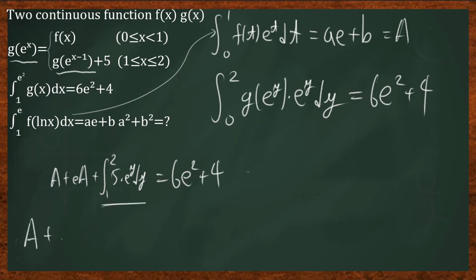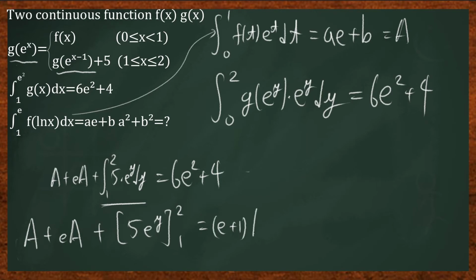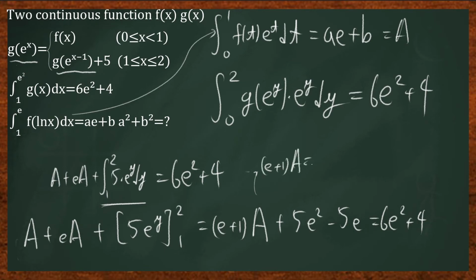So let's integrate the third part. Then it will be expressed like this. Large A plus e times large A plus 5e^y from 1 to 2. So it's going to be (e + 1) times large A plus 5 times e squared minus 5 times e, which is equal to 6 times e squared plus 4. We need to find out the value of large A, and e is not a variable, it's a constant number, so let's solve it. (e + 1) times large A equals e squared plus 5e plus 4.